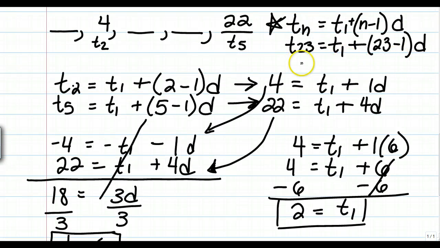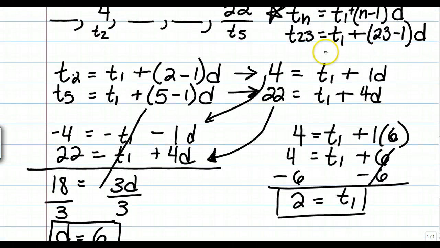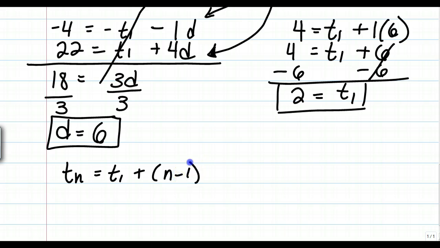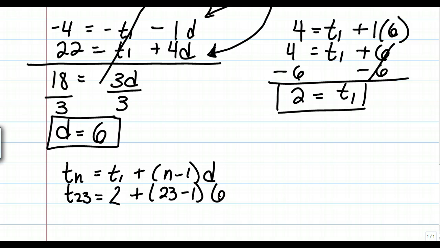So now you have your T1 and what D is, so you can plug it back into this up here so that we can find the 23rd term. So I'm going to recopy this down here. Remember, you're using your formula, which I've written several times. Let's plug it all in. We're finding the 23rd term because that's what it asked us originally. Our first term is 2. N is 23. And we're adding everything by 6.